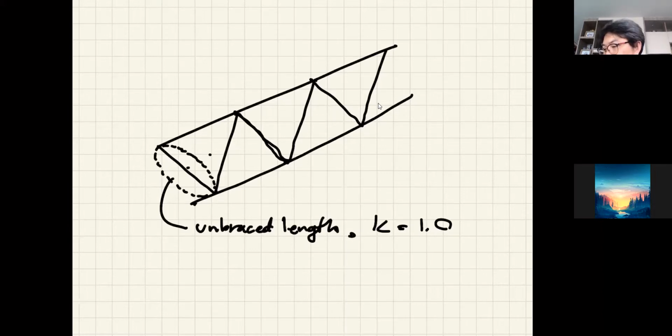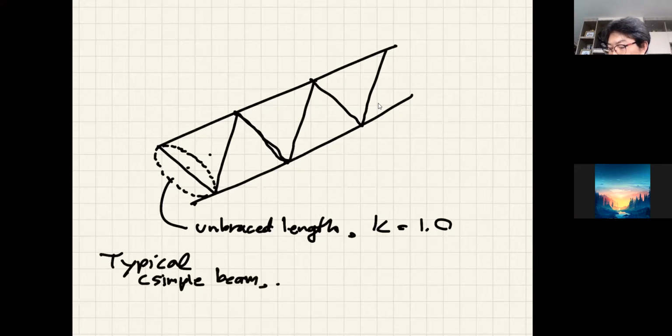So now, let's say I am going to talk about the typical truss. Remember that your typical truss is a simple beam, and positive moment. When you have a positive moment, it means that top is compression and bottom becomes tension, right?